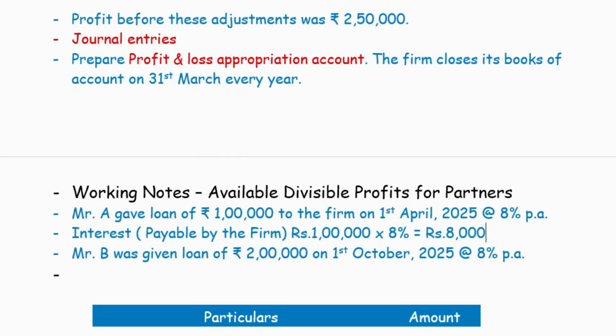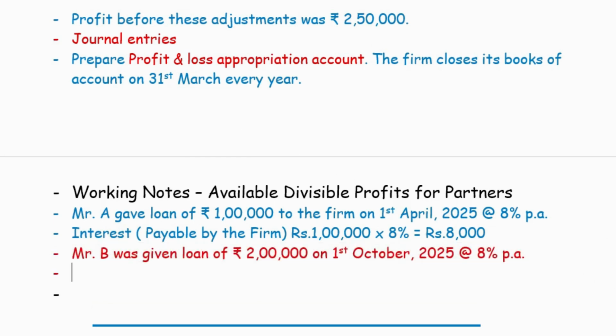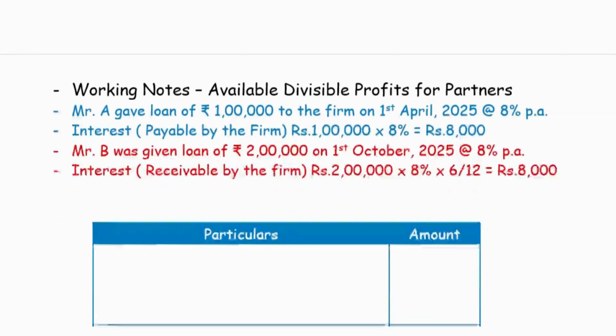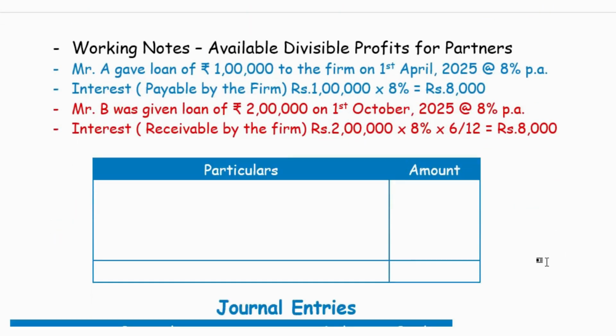In the next case, Mr. B, the partner, was given a loan. That is, the firm has given a loan, so interest is receivable by the firm. The amount is 2 lakhs, and this partner was given the loan on 1st of October. So the interest will be proportionate for 6 months, that is rupees 8,000. Two cases: in one case the firm receives the interest, in the other case the firm pays the interest.